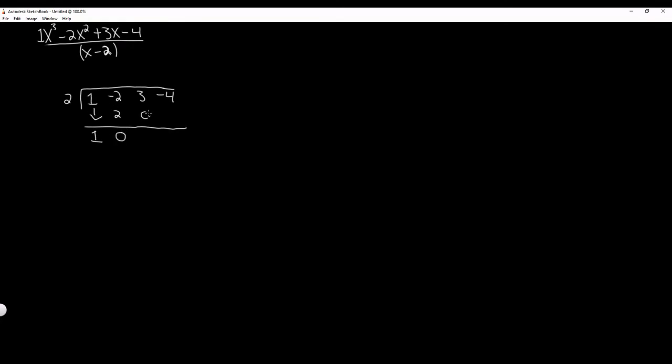So 2 times 0 is 0. And then we are going to add, and we're going to get 3. Then we'll multiply. 2 times 3 is 6. -4 plus 6 is 2. And then this is our remainder. Okay. And then what we do just like we did last time: our highest term of our original top polynomial was x cubed, so we're going to subtract 1 from that, and this is going to be our x squared term, this is going to be our x term, and this is going to be our constant.